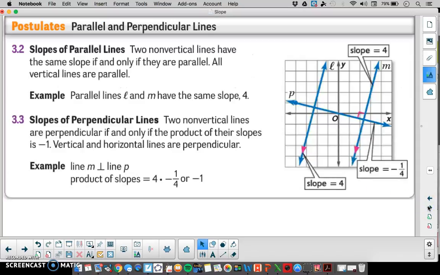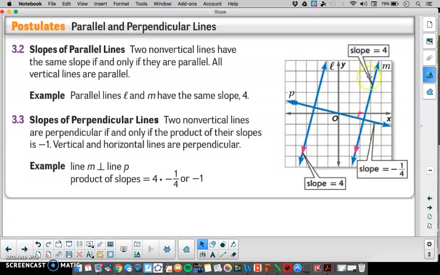Next, we're going to talk about the relationship of parallel and perpendicular lines. So parallel lines have the same slopes. Parallel lines will never intersect. And so in order for them to never intersect, they have to have the same rise over run, and so they won't ever cross.